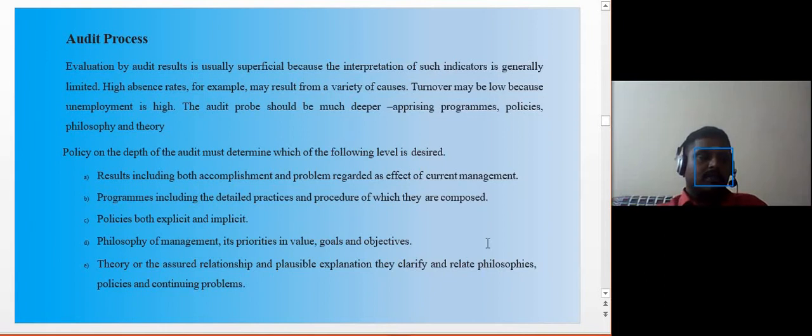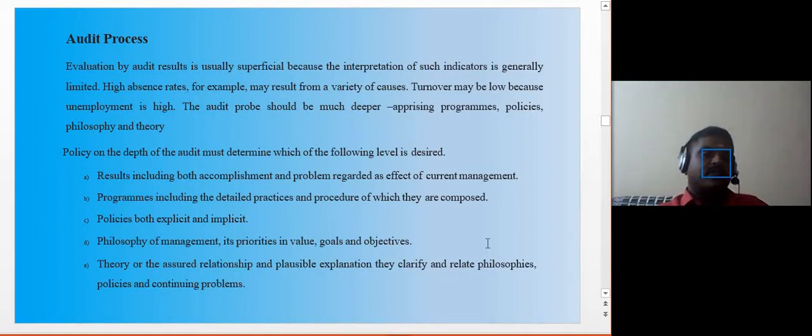Audit process. Evaluation by audit results is usually superficial because the interpretation of such indicators is generally limited. High absence rates, for example, may result from a variety of causes. Turnover may be low because unemployment is high. The audit probe should be much deeper, appraising performance, programs, policies, philosophies, and theory.